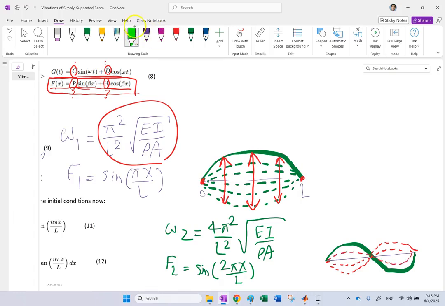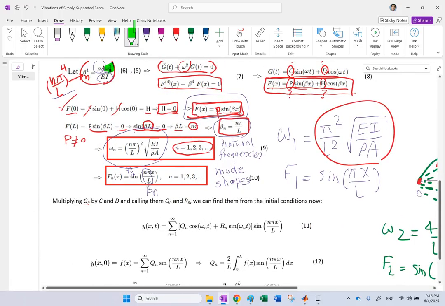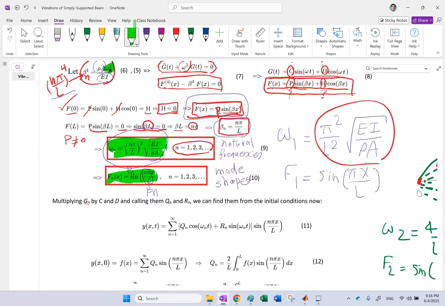So not only do you have a node here and here, you also will get a node here in the middle. That's the second mode shape. And the third mode shape will have 4 nodes instead of 3, with a frequency that is bigger, and so on and so forth. Okay, so these are the natural frequencies of a simply supported beam. These are the mode shapes of the simply supported beam.